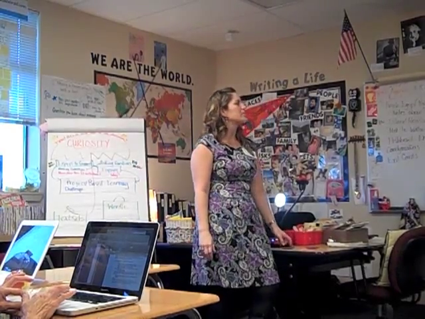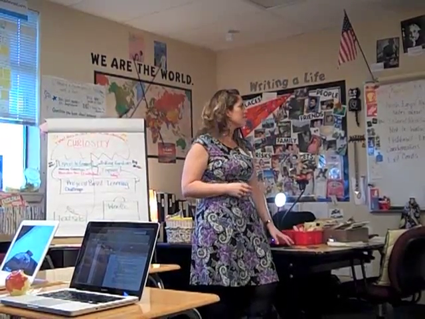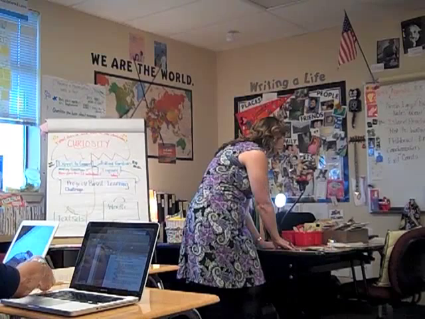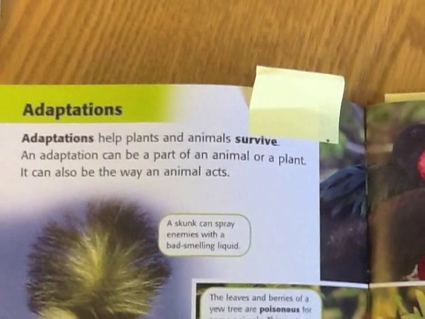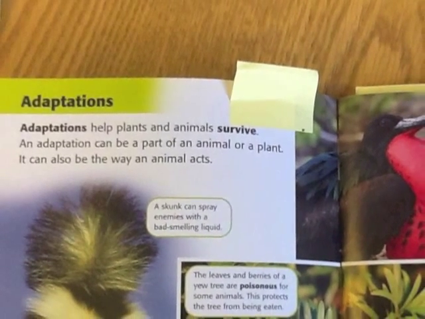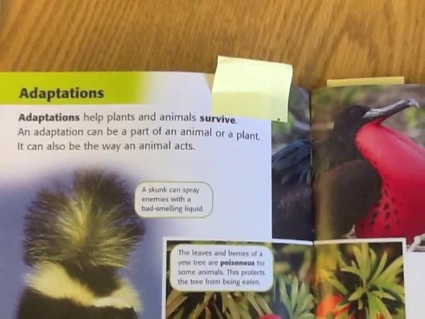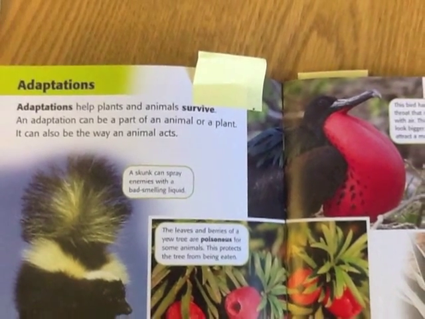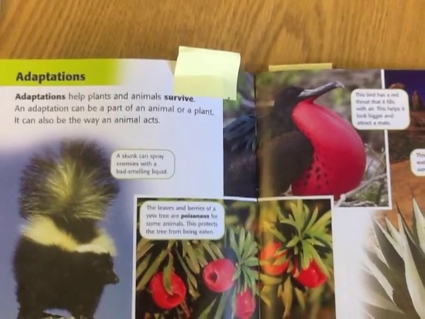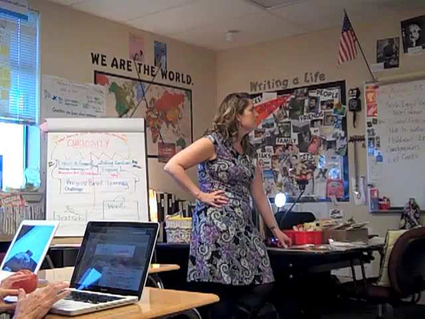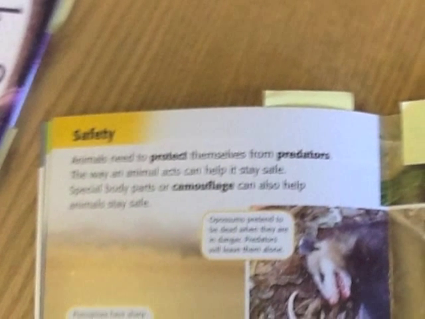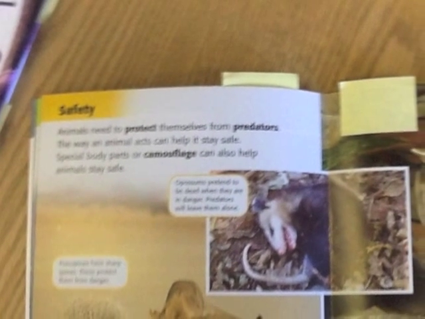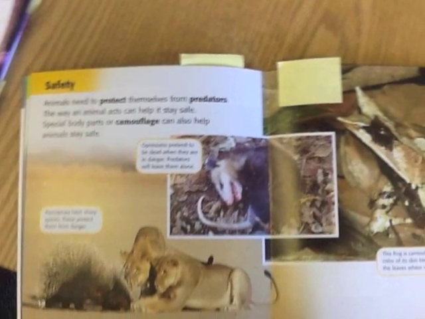How do people adapt? How do animals adapt? How do living things adapt in this world? Adaptations help plants and animals survive. An adaptation can be a part of an animal or a plant. It can also be the way the animal acts. A skunk can spray enemies with a bad-smelling liquid. The leaves and berries of a yew tree are poisonous for some animals. This protects the tree from being eaten. Animals need to protect themselves from predators. The way an animal acts can help it stay safe. Special body parts or camouflage can also help animals stay safe.